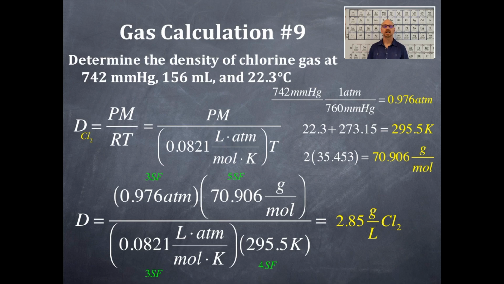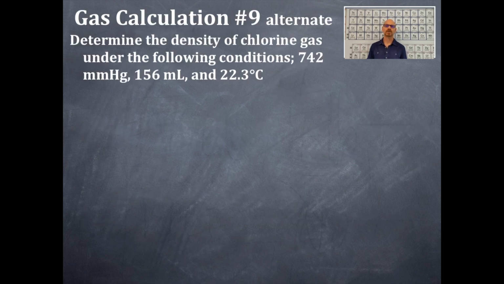Here it is again. Same problem, but here is an alternate path. There are many different ways of solving these problems sometimes, and here's just another way of doing it. The PM over RT is really a derivation of the ideal gas law. So I'm going to take the ideal gas law and solve for moles. Bam! There it is. The first thing we're going to do is plug in the gas constant just like we've done before, except that we've already converted our pressure, our volume, and our temperature on the previous slide. So I'm just going to plug all that in.